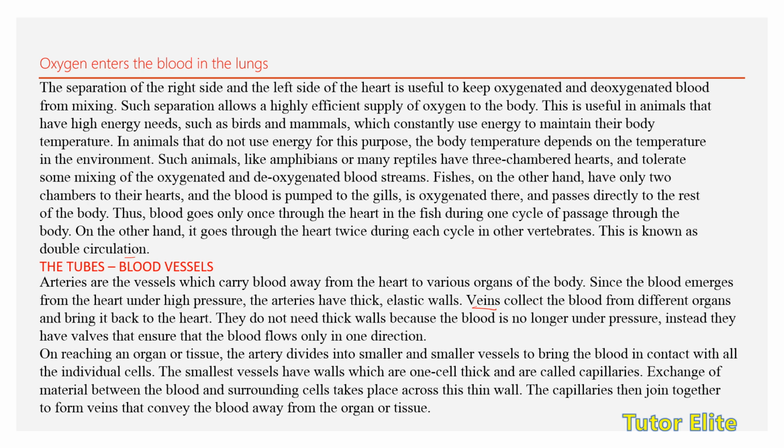On reaching an organ or tissue, the artery divides into smaller and smaller vessels to bring the blood in contact with all the individual cells. Yes, the smallest vessels have walls which are one cell thick and are called capillaries, blood capillaries. Exchange of material between the blood and surrounding cells takes place across this thin wall. The capillaries then join together to form veins. They convey the blood away from the organ or tissue.